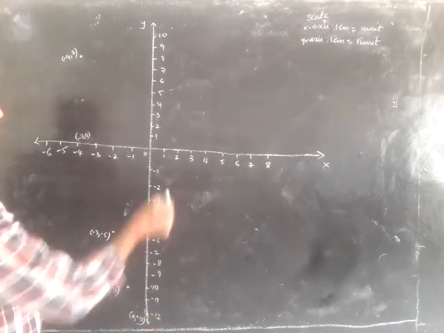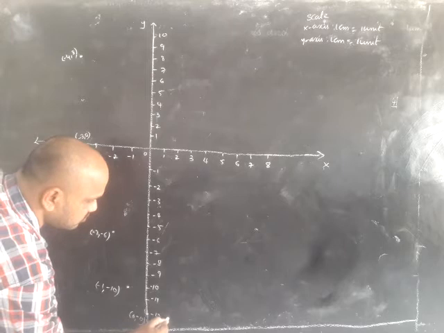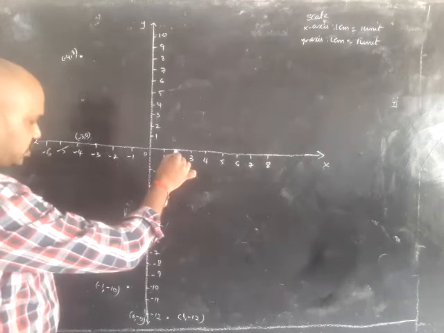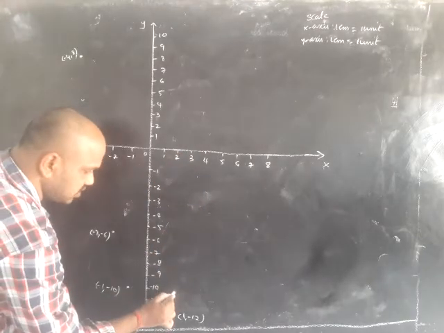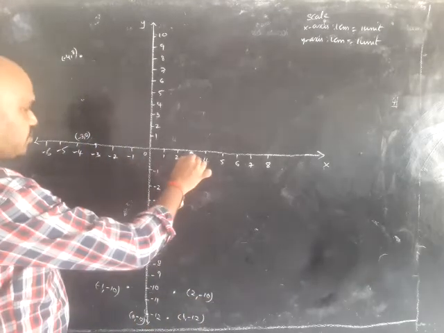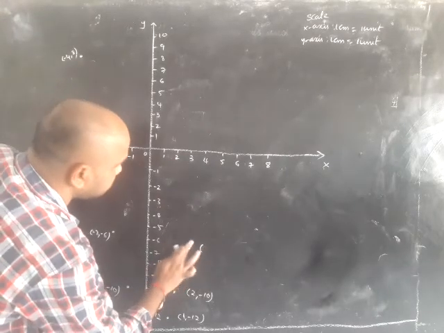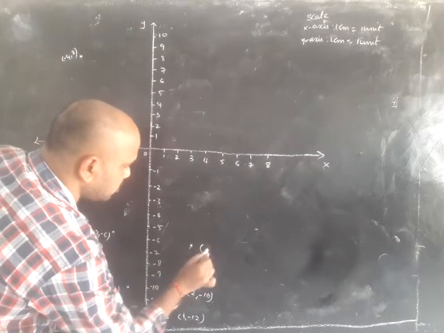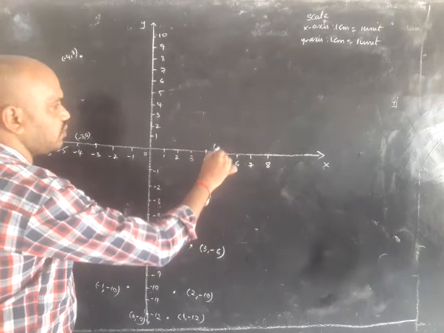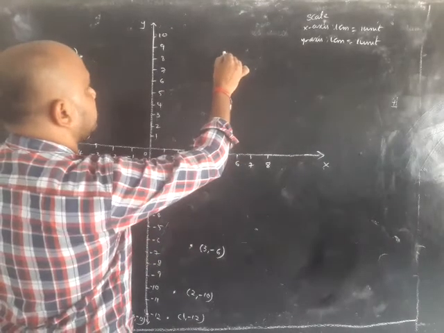Next 1 comma minus 12. 1 is here and minus 12 is here. Next 2 comma minus 10. 2 is here and minus 10 comes here. Next 3 comma minus 6. 3 is here, minus 6 is here. Now 4 comma 0. Here it is, 4 comma 0. Next 5 comma 8.